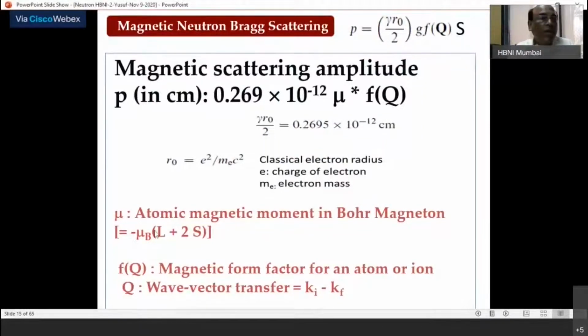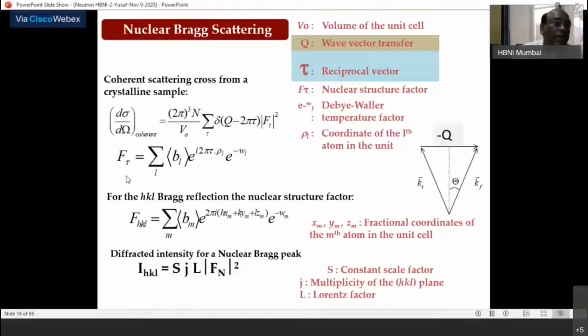Okay. And mu, as I said, is the atomic magnetic moment in Bohr magneton; it is basically L plus 2S. This is more relevant for rare earths. As you know, it has unpaired spin, it has orbital moment, and you have this LS coupling. This is actually the g naught. As you know, I'll not go into that. And F of Q is the magnetic form factor of an ion. Q is the wave vector transfer, Ki minus Kf. Okay, so that is what I said so far.